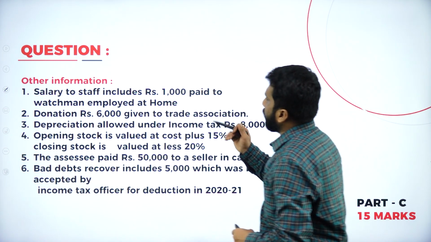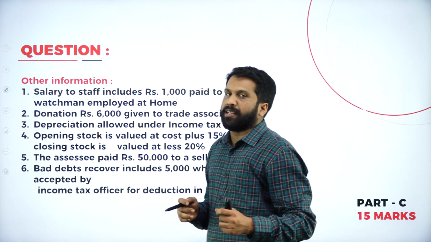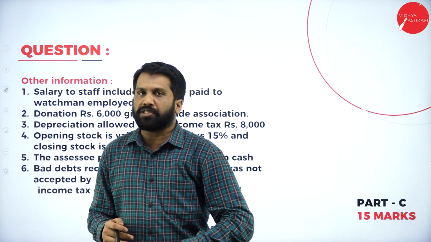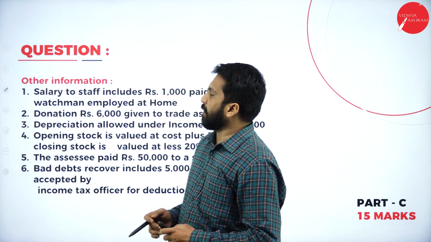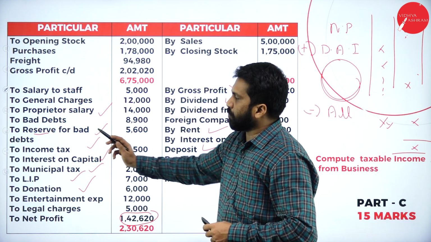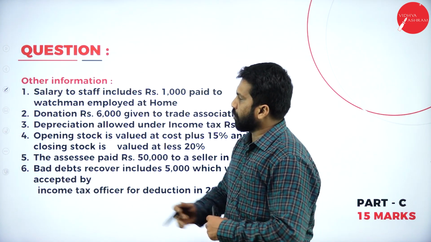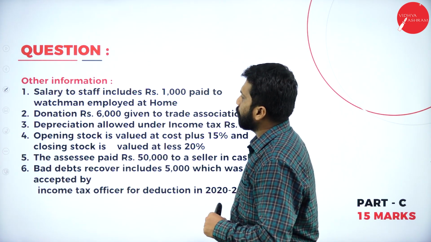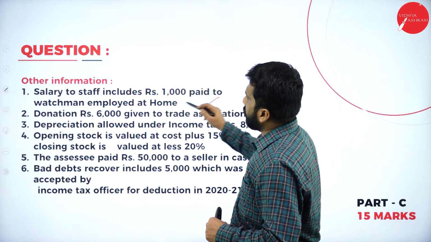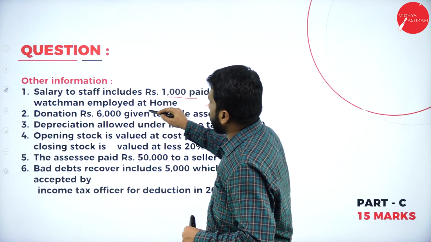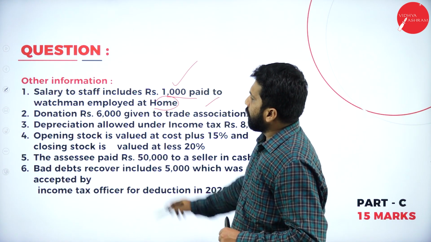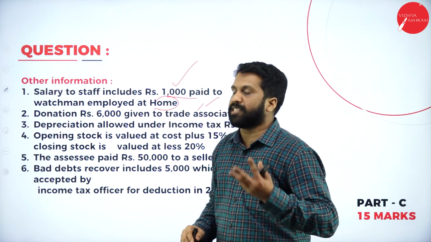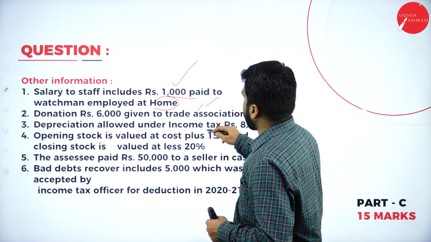So I have given these adjustments. In the adjustments, if you find anything for personal expenses or capital expenditure, please add it. Depreciation as per this, we add. Depreciation as per adjustment, we minus. Why? Because this is as per income tax. Now, salary to staff, 1,000 paid for a watchman employed at home. Take 1,000. Donation 6,000 given to trade. You cannot take it because it is a business purpose. Depreciation allowed under income tax.